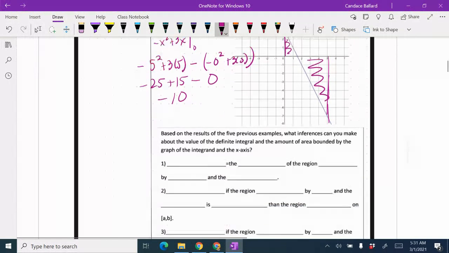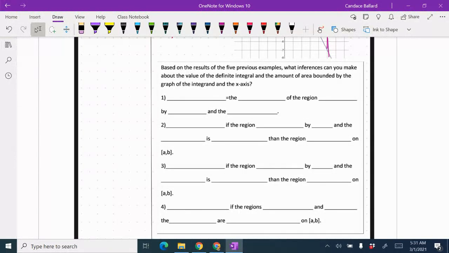All right, so we're going to summarize what we just did in those 5 examples. Based on the results of the 5 previous examples, what inferences can you make about the value of a definite integral and the amount of area bounded by the graph of the integrand and the x-axis? So first of all, we're going to say that the integral from a to b of f of x dx equals the area of the region bounded by f of x and the x-axis. We proved that in the very first example.